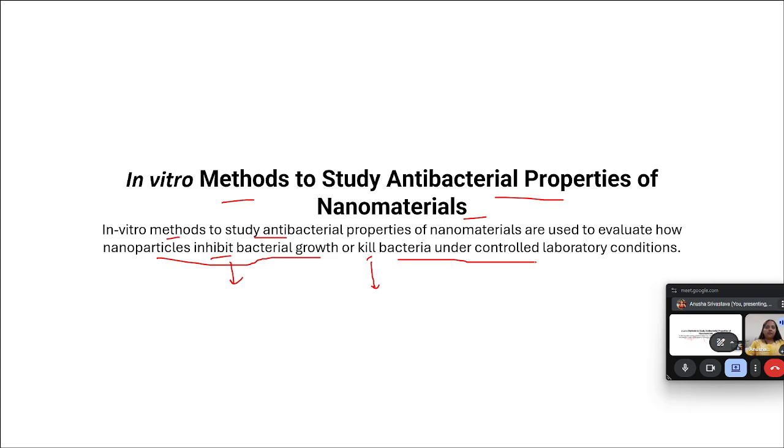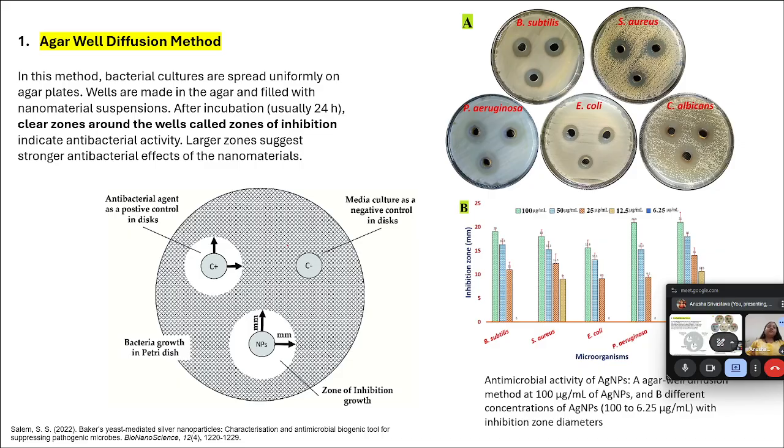So we'll go one by one. We'll be discussing the different commonly used methods one by one. The very first one in this discussion is the agar well diffusion method. What we do in this method is that bacterial cultures are spread uniformly on agar plates. Following the classical method, you'll make the agar plates and simply spread the bacterial culture uniformly over the agar plate, like this.